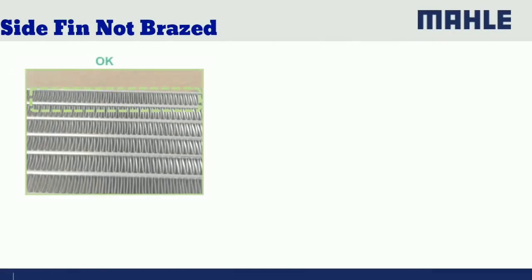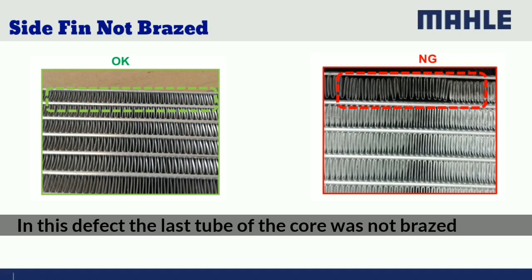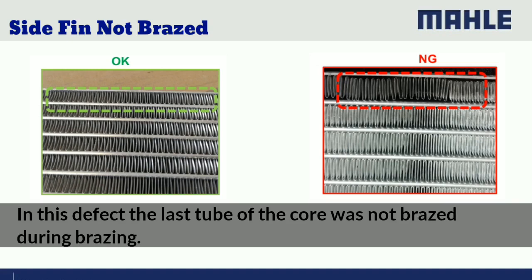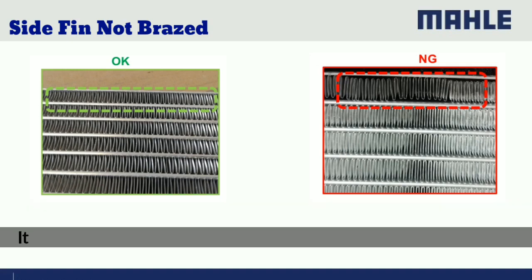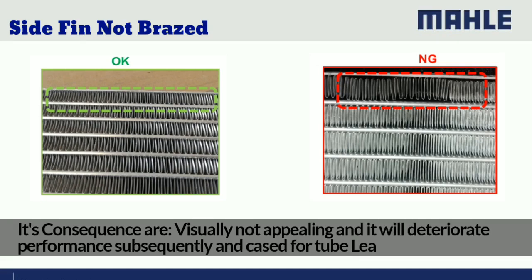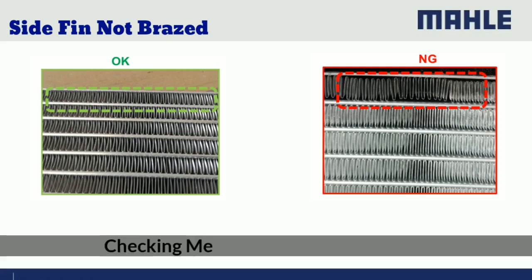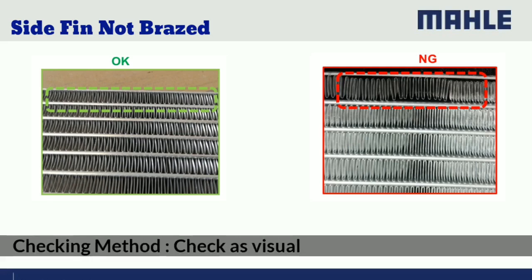First is side fin not brazed. In this defect, the last tube of the core was not brazed during brazing. Its consequences are that it is visually not appealing, it will deteriorate performance subsequently, and cause tube leakage due to improper brazing joint. The checking method is visual.